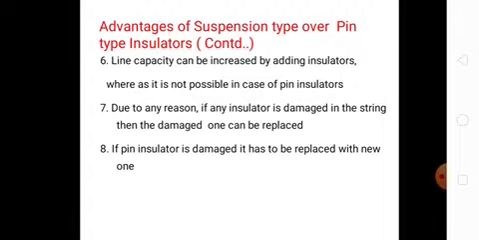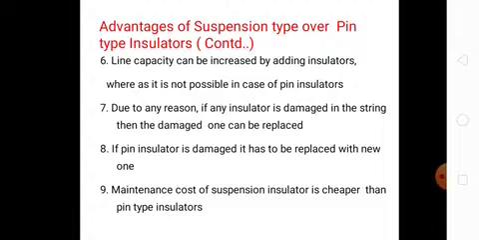If a pin insulator is damaged, it has to be replaced with a new one, but in suspension type we are replacing only the damaged disc. Hence the maintenance cost of suspension type insulators is cheaper than that of pin type insulators.